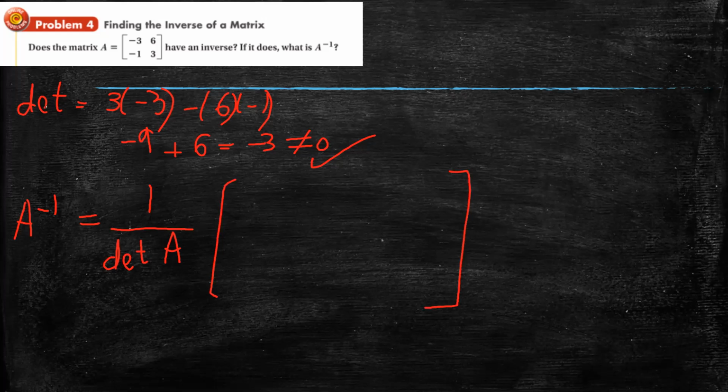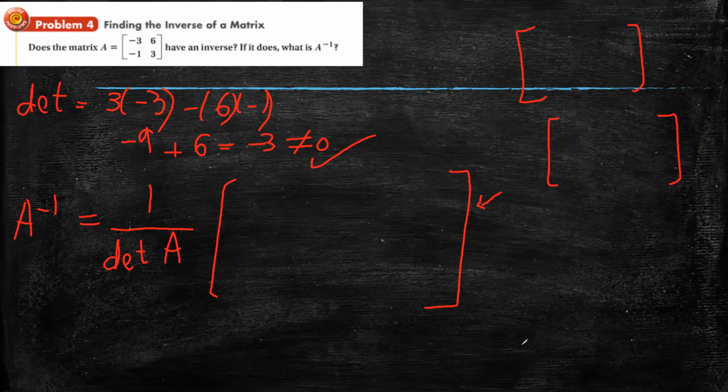How can I write it? Now, in the previous one, we had A, B, C, and D. To write this matrix, what do you have to do? You change A with D, you put D up and A down. And then you put the negative of B and the negative of C. Let's do it here. Here we have negative 3, 6, negative 1, and 3.